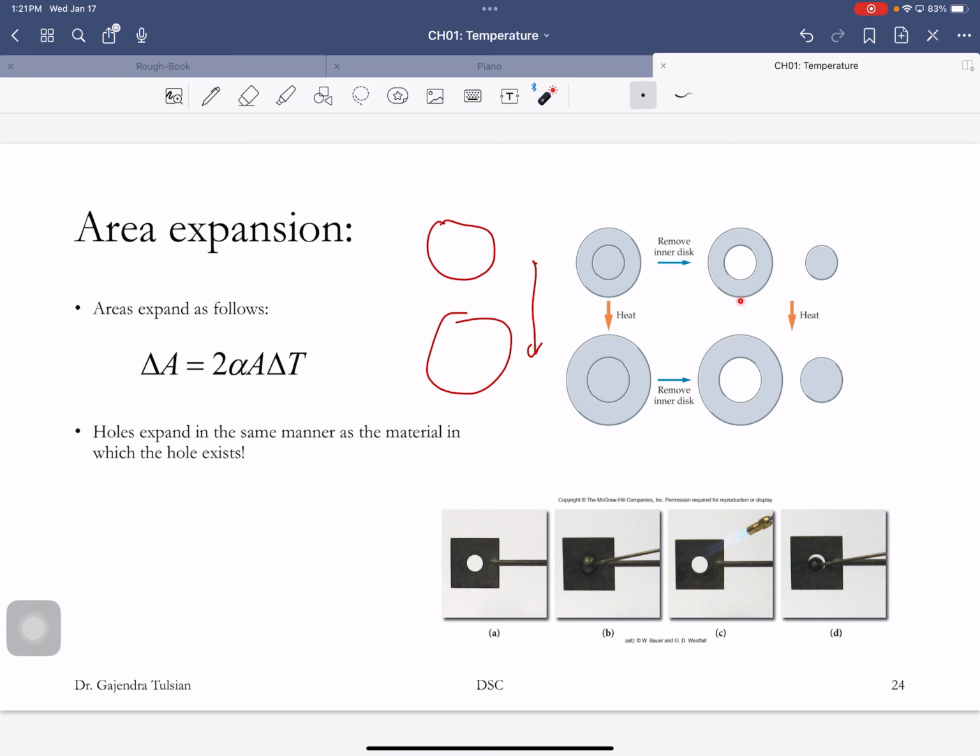It turns out that the gap will expand the same way as whatever material is surrounding it. To see that, imagine this solid steel circle, and you heat it. The outer ring will expand, and the inner ring will expand as well.